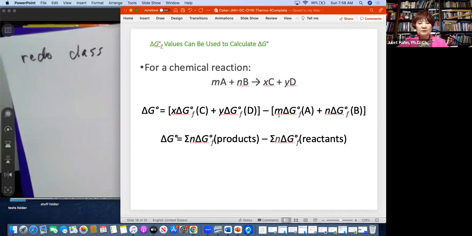So the number of moles of molecule A times the Gibbs free energy for molecule A plus the number of moles of molecule B times the Gibbs free energy for molecule B. You add those two together, and then you subtract it from all of the products that you also added together. So this is the Gibbs free energy is equal to number of moles times Gibbs free energy of formation of products minus the number of moles times Gibbs free energy of reactants. And you've got the little summation sign there because you're saying all the products added together, all the reactants added together. So there's the equation.